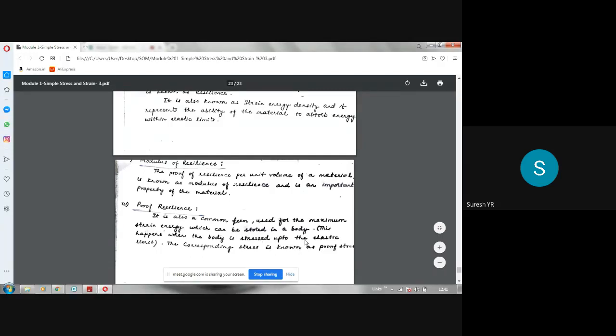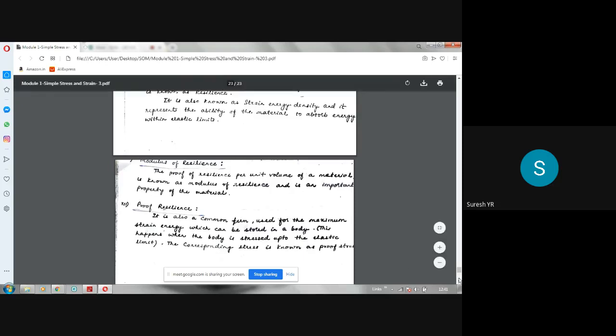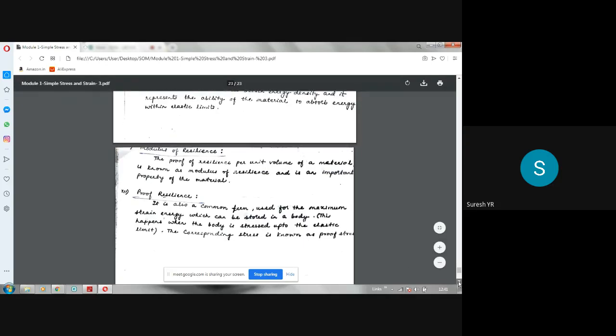This happens when the body is stretched up to the elastic limit. After the elastic limit it goes to permanent deformation, the plastic state. So in the elastic state, the maximum strain energy that can be stored in a body up to the elastic limit is known as the proof resilience. The corresponding stress at that time is known as proof stress. So this is what I wanted to explain to you in module 1.